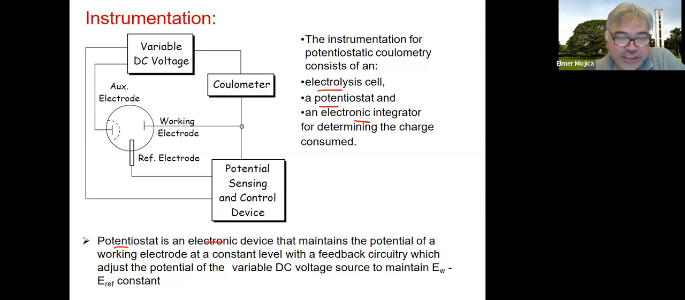It maintains the potential of the working electrode at a constant level with a feedback circuitry which adjusts the potential of the variable direct current voltage source to maintain the potential of the working electrode minus the potential of the reference electrode constant.